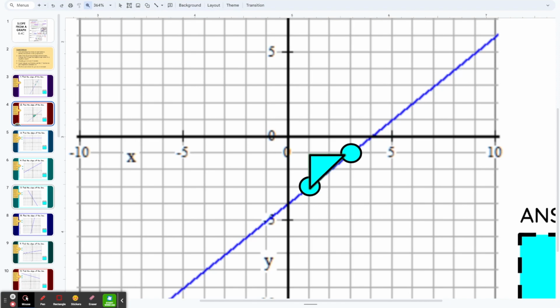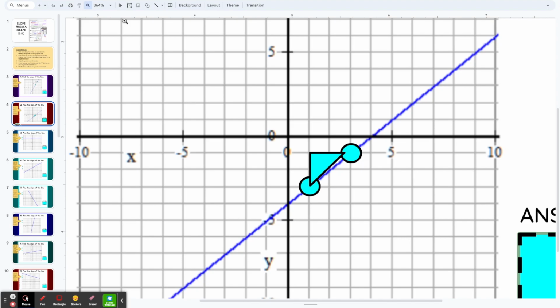Bam. All right. So here you can more easily see that the change in y is 1, 2, from corner to corner, over the change in x, 1, 2. 2 over 2 simplifies to 1. If you put 2 over 2, you would be correct, but when you simplify it, it's 1.